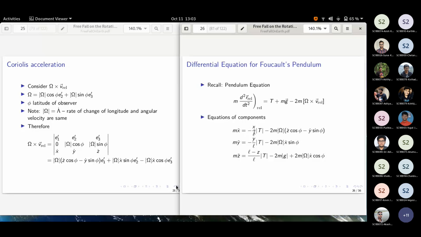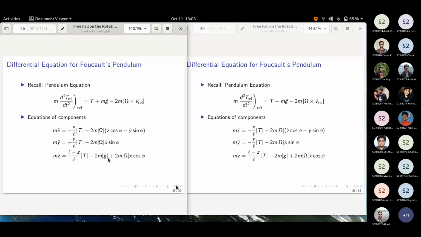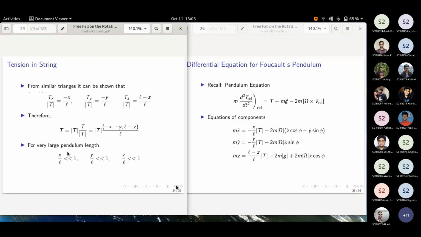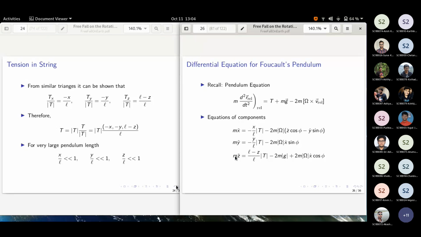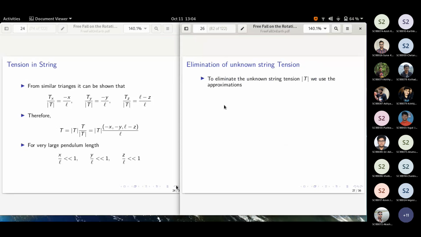approximation that L is significantly large. So Z by L is significantly less than 1. So X by L and Y by L are going to vanish, and what remains is only that. To eliminate the unknown string constant, we use this approximation that the pendulum is very, very long.